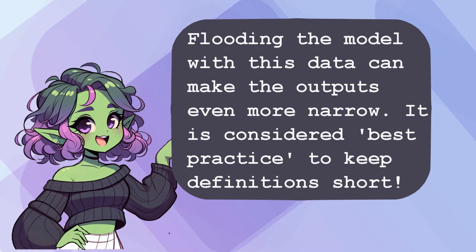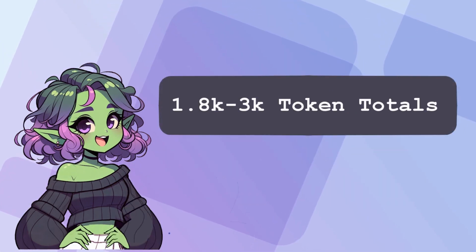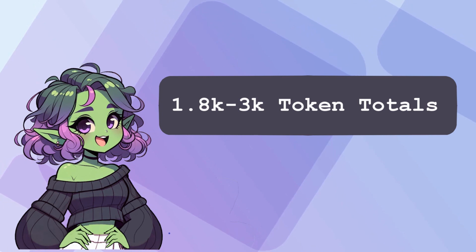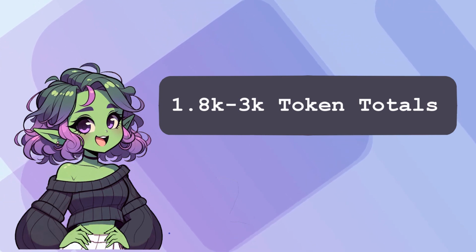Using overly long definitions isn't as effective as you might think. While some folks might suggest going all out with something like 8K tokens worth of definitions in a character card, I've found that the sweet spot is actually somewhere between 1800 and 3K tokens in total for the character card, jailbreak, and opening message. This range gives the AI enough detail to work with without overwhelming it.